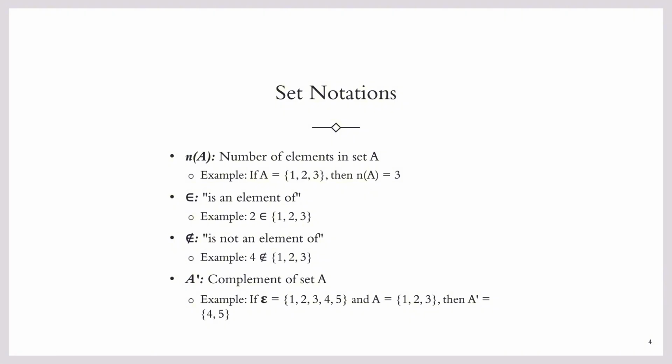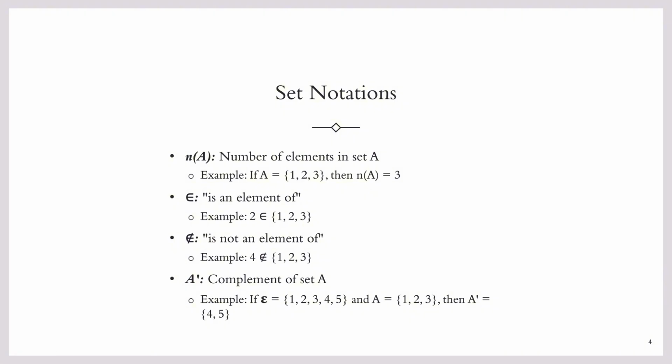For example, if set A is 1, 2, and 3, then it has 3 elements, and n of A, that is the number of elements in set A, would equal 3. This epsilon-like symbol signifies "is an element of." For example, if set A was 1, 2, and 3, then 2 would be an element of set A, or 2 would be an element of the set 1, 2, and 3.